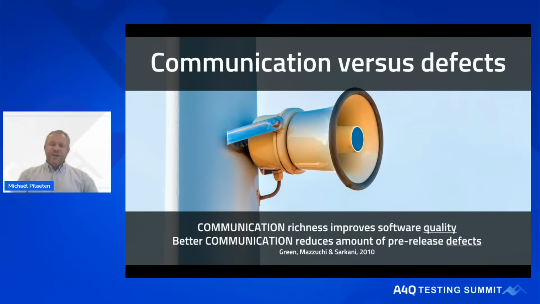So the key message here is that communication breakdowns, if your communication doesn't work, are one of the main root causes of software defects. More than bad development, communication is the root cause of issues in production.